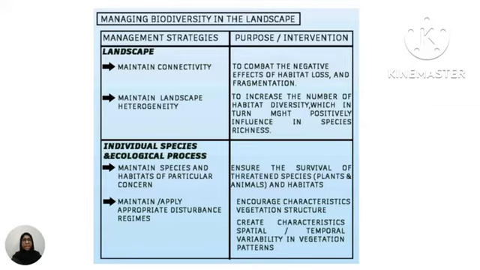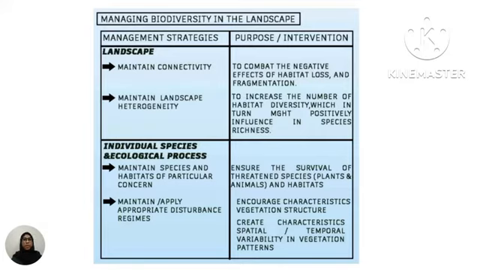Next, maintain landscape heterogeneity. This is to increase the habitat diversity, which in turn might positively influence species richness and can benefit the educational area so that the younger generation can come up with more new and sustainable solutions to cope with the sea level rise issue.